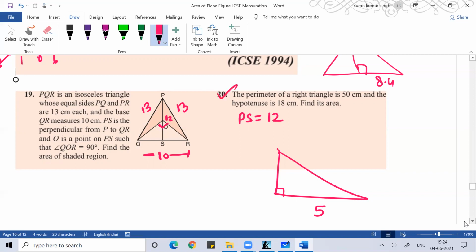You try this 20; by the time I'm seeing 19. This is 5, this is 13. Equal sides PQ and PR are 13, base QR is 10. PS is the perpendicular from P to QR, and O is the point on PS such that angle QOR is 90 degrees. Find the area of the shaded region.